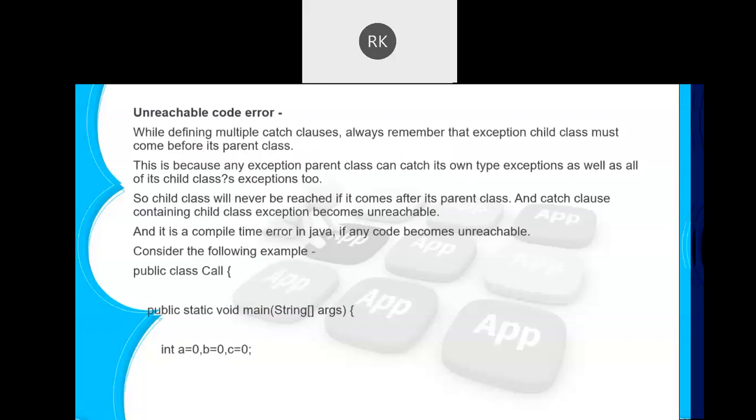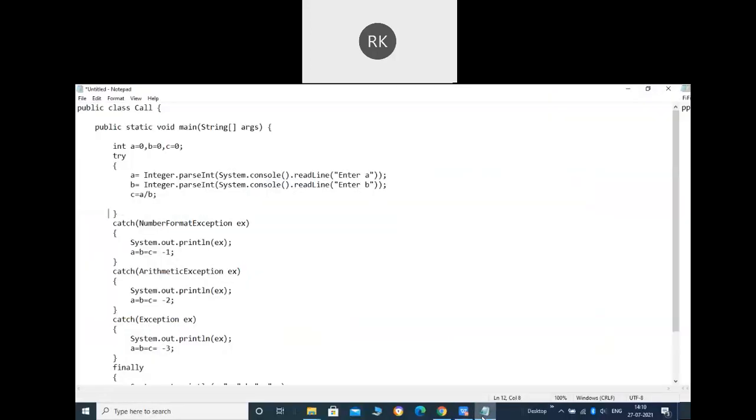All right. So here the next topic that we are having is what? Unreachable code. Okay. So while we are going to define multiple catch clauses, always remember that the exception child class must come before its parent class. Actually, what they want to say here is, we know Exception is the parent of all the classes, and ArithmeticException and NumberFormatException both are children of what? Both are children of the Exception class.